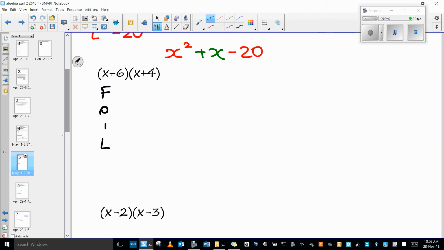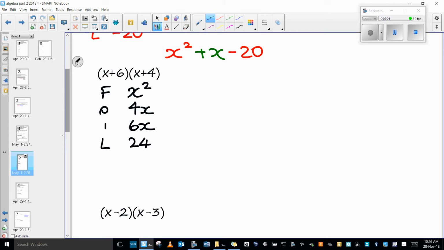Which one is different? X multiplied by x. And then O stands for outer. Abby? 4x. Good go. I stands for inner. Maya B. And 6 multiplied by 4. Maya N. N squared? N squared. Good go.